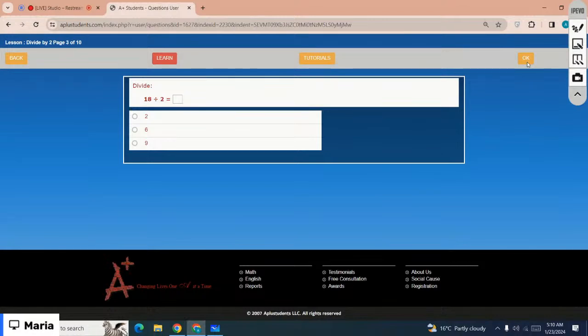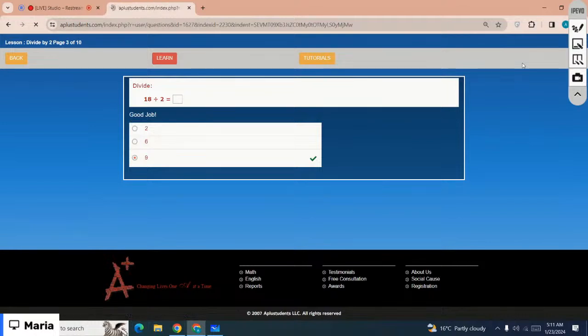Okay, the next one is 18 divided by 2. You need to count a table of 2 until 18. So 2 times what number is 18? The correct option is, very good, 2 times 9 makes 18, right? You need to count a table of 2 until 18. So 2 times 9 is 18, right? Yes, basically that is dividing in groups.